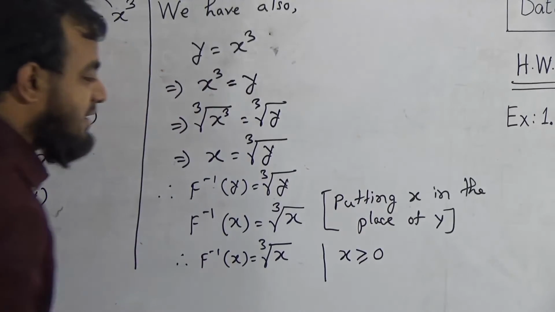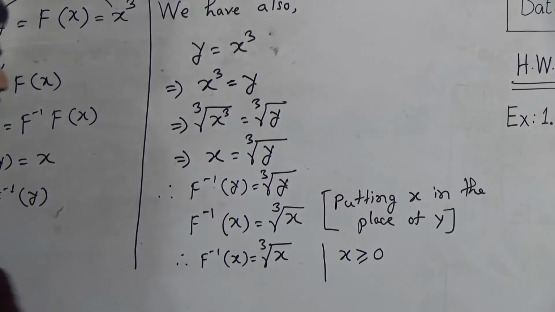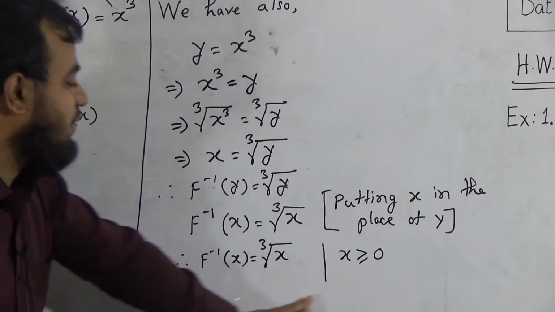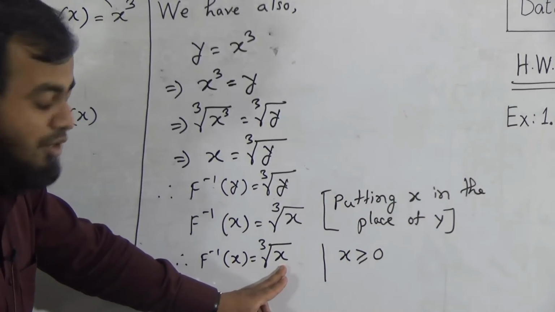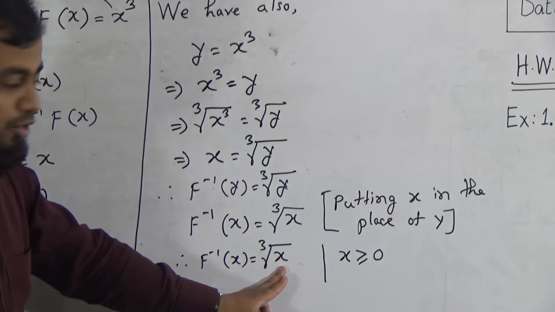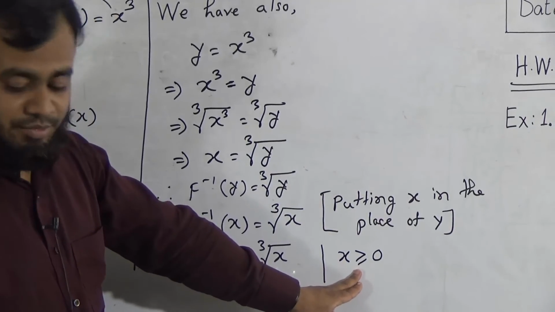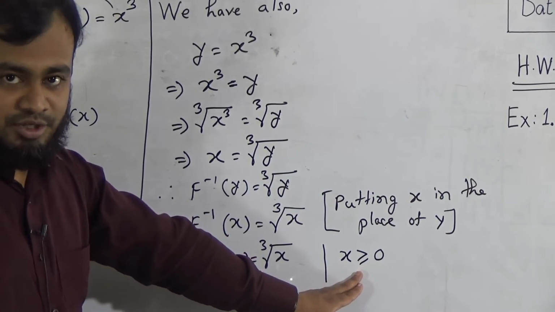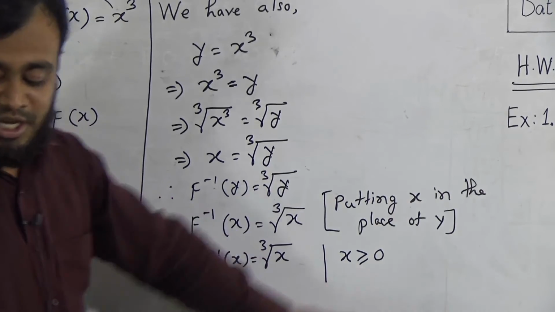That means x is a non-negative number. x must be a non-negative number because the value of x here is inside the cube root. That's why the x value can't be negative. Okay, it's non-negative: 0 and positive, that means it's non-negative.